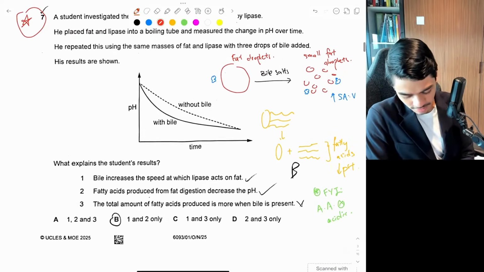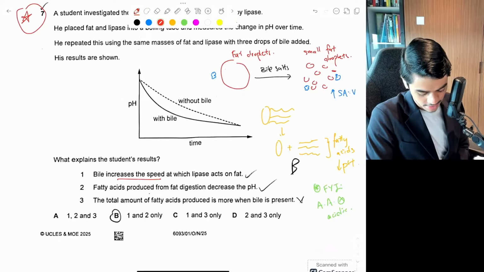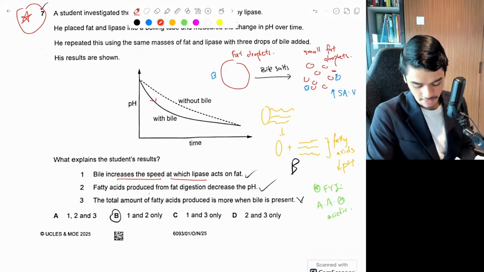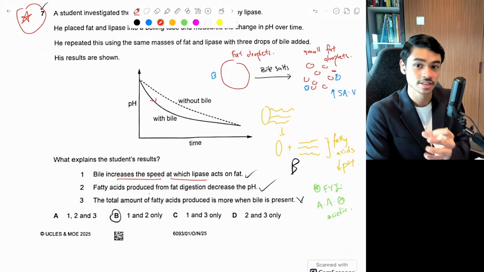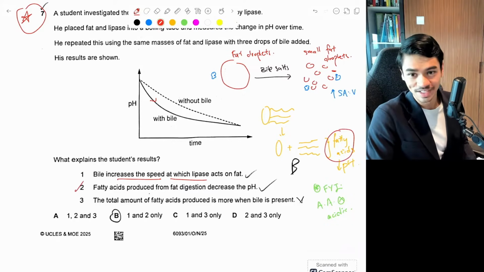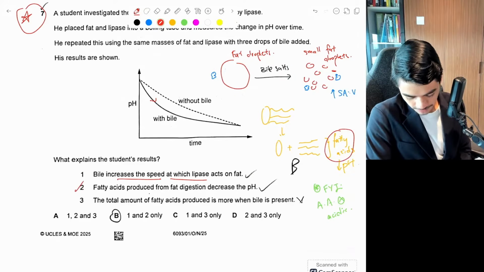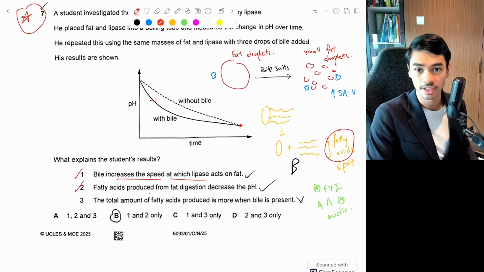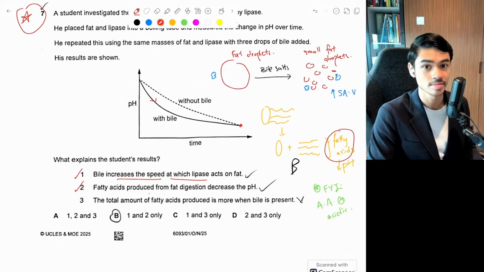So now we look at option 1, it says bile increases the speed at which lipase acts on the fat. Now, we can see from the graph that this is true because the pH is decreasing faster, which signals that the fatty acids are being produced faster. So 2 is true because it does decrease the pH. And 1 is also true from the graph, you can see that. And they all reach the same final pH with or without bile. It's just that one seems like it's reaching it faster.